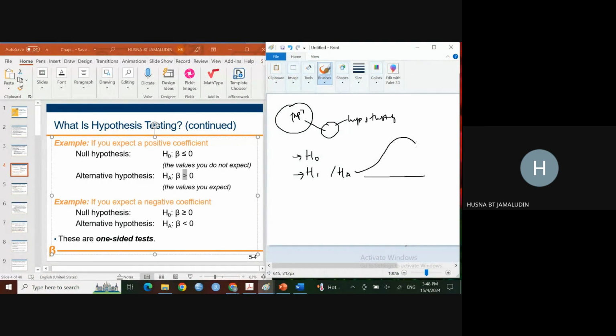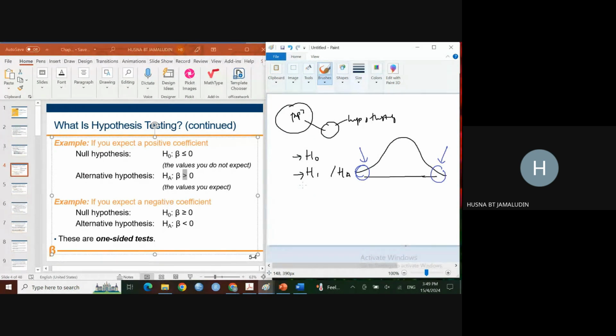If you want to draw a diagram, smaller means you are looking at the tail on the left side. If you are talking about bigger, you are looking at the tail on the right side. So basically, a one-sided test means that you are just looking at a particular tail. But when you are talking about a two-sided test, basically you are looking at the tails simultaneously. That's why they call it a two-sided test.